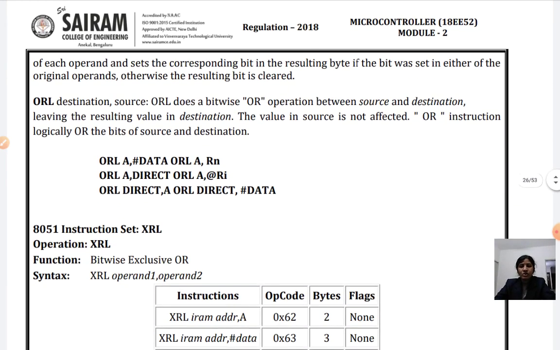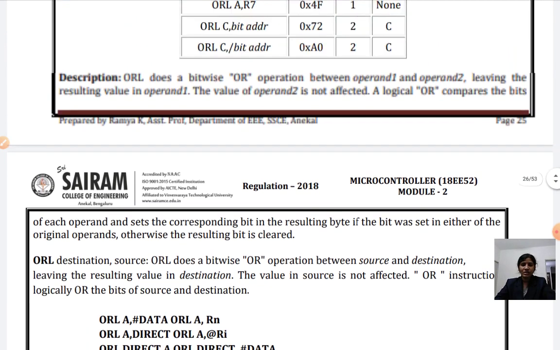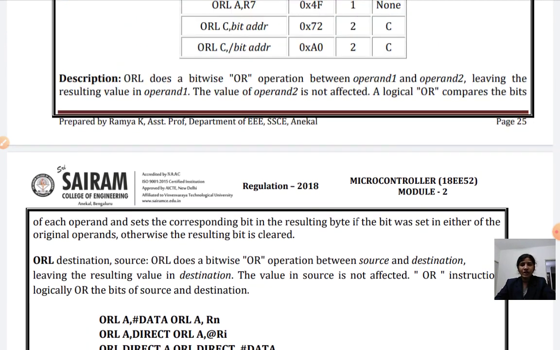Next one is XRL. XRL we will discuss in the next class. So far we have seen the logical AND operation and logical OR operation. In the case of the logical AND operation, the output goes high when the connected inputs are both at logic 1. In the case of the logical OR operation, the output goes high even when any one of the inputs is at logic 1, irrespective of the other input.